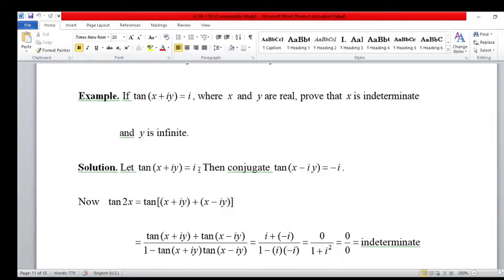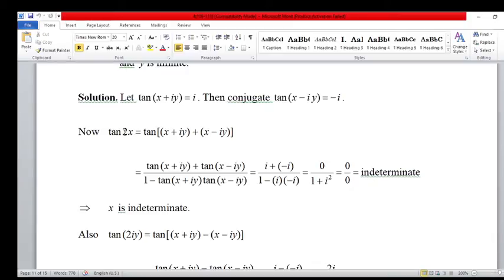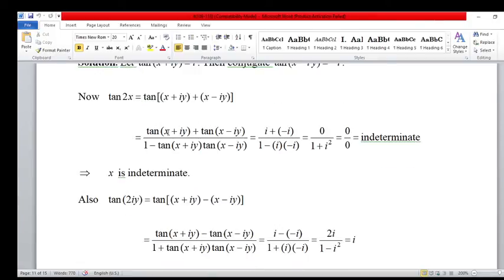Tan of x plus iy is equal to i, and its conjugate, tan of x minus iy, is equal to minus i. So we can write tan twice x as tan of x plus iy plus x minus iy. Apply the tan a plus b formula: tan a plus tan b upon 1 minus tan a into tan b. So this is tan of x plus iy plus tan of x minus iy, upon 1 minus tan of x plus iy into tan of x minus iy. The numerator is i plus minus i, which is 0, and the denominator is 1 minus minus i into i, which is 1 plus i square, so 1 minus 1 is 0. So 0 upon 0 is indeterminate.